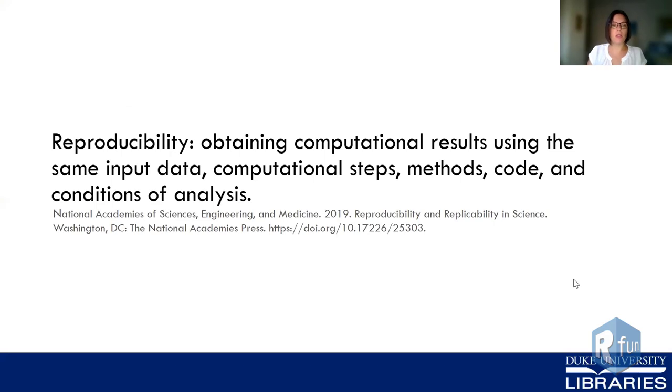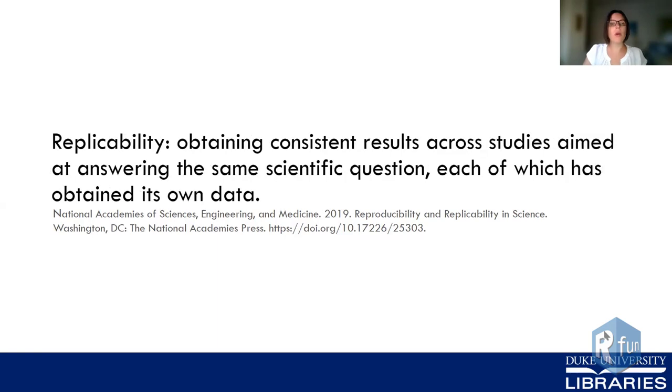These definitions come from the National Academies of Sciences, Engineering, and Medicine, where they say that reproducibility is obtaining computational results using the same input data, computational steps, methods, code, and conditions of analysis. Whereas replicability is obtaining consistent results across studies aimed at answering the same scientific question, each of which has obtained its own data.